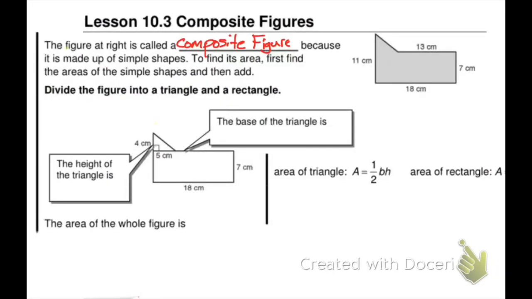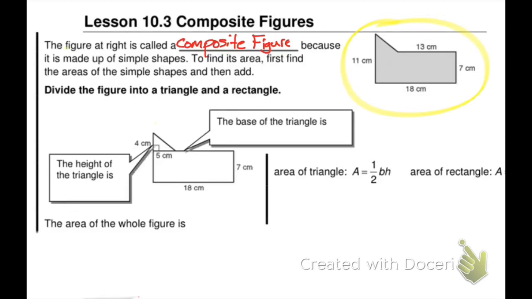What's up, everybody? Hope you guys are doing well. Welcome to another lecture. Today we're looking at lesson 10.3, composite figures. Now, what exactly does composite mean? The definition of composite is made up of various parts or elements. So a composite figure is a shape that is made up of individual smaller shapes.